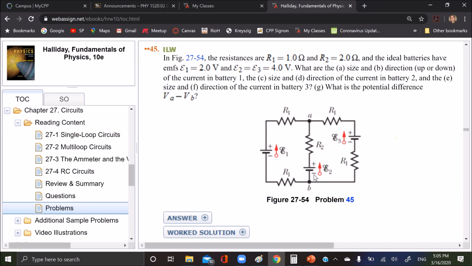This is another example we can work on. We have about 10 minutes. The resistance R1 is 1 ohm, R2 is 2 ohm, and the ideal batteries have E1 2 volts, E2 and E3 4 volts. What are the size and the direction, up or down, of the current in battery 1, the size and direction of the current in battery 2, and the size and direction of the current in battery 3? What is the potential difference VA minus VB?